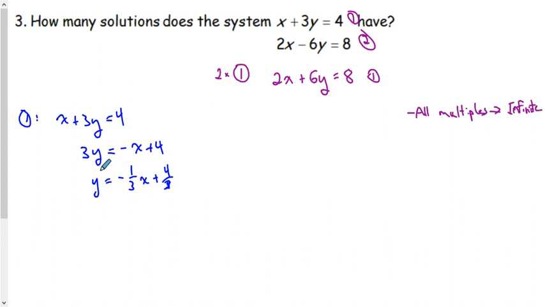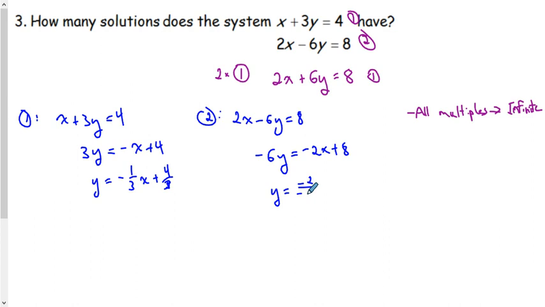Okay. Now let's do this to equation 2. Let's put it in y equals mx plus b form. So we got 2x minus 6y equals 8. Let's move the x over. So we got negative 6y equals negative 2x plus 8. Let's divide both sides by negative 6. We end up with y equals negative 2 over negative 6x plus 8 over negative 6.